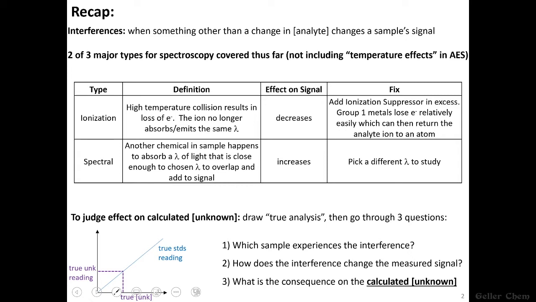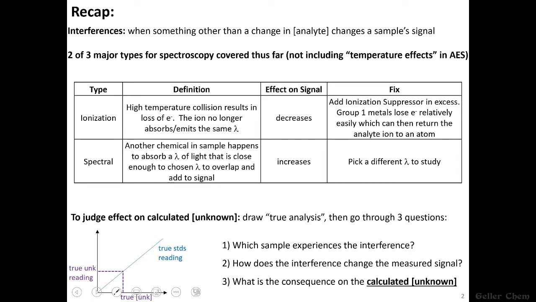So how do we fix that? Well, we add an ionization suppressor in excess. An ionization suppressor is a group 1 metal. Group 1 metals lose their electrons relatively easily compared to other elements. And so we can potentially release so many electrons into the environment that even if an ion of our analyte were to form, it could very quickly find another electron and reform the atom, thus absorbing and emitting the proper wavelength.